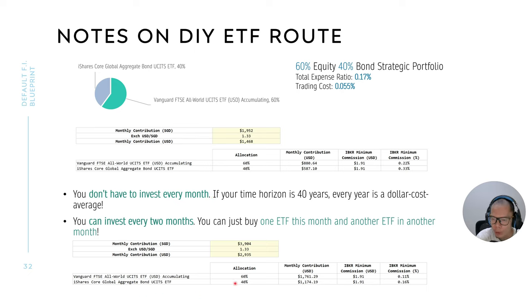So over here, I show you the table. If, let's say, Karen decides to invest every 2 months, you can see the commission rate is actually lower. Not as low as this one, but it's lower. Instead of doing this, you could also buy one ETF one month, and the other ETF the other month. The idea is that you are always trying to get this kind of portfolio, 40% bonds, 60% equity. This one is more DIY, micromanaged.